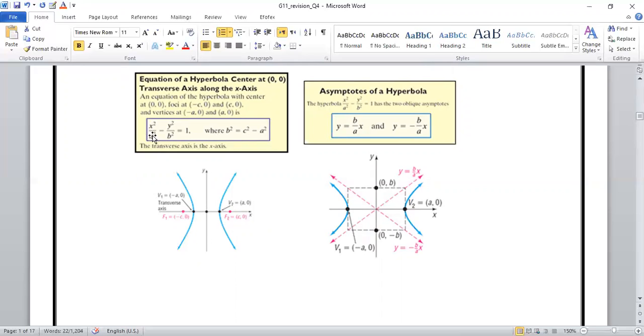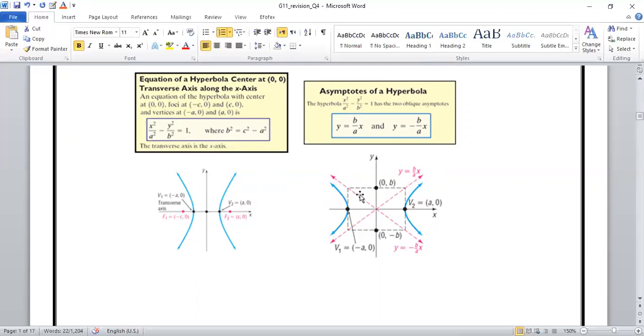So the relation is x square over a square minus y square over b square. The location of a is always at the first. A square is always at the first. We put the transverse axis variable above A square, and the conjugate axis variable above B square. In this case, the transverse axis is along the x-axis, so we put x square above A square, and the conjugate axis, which is perpendicular to the transverse axis, above B square.